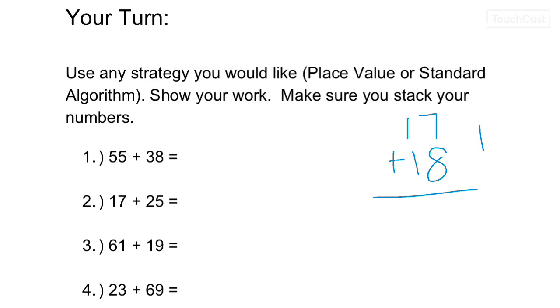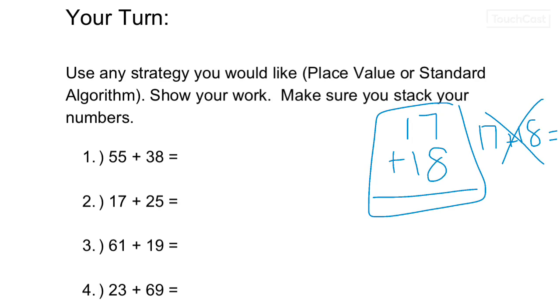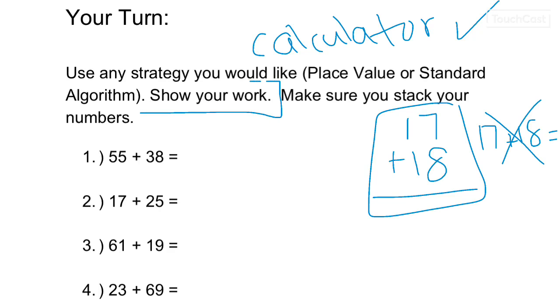We do not add the numbers horizontally. This is vertically. You do not add them this way because when we start regrouping, you need to be able to easily see the tens place. Okay, so a good idea also would be you could use a calculator to check your work, not a calculator to do your work. Showing your work is your brain, okay, but calculator to check your work.